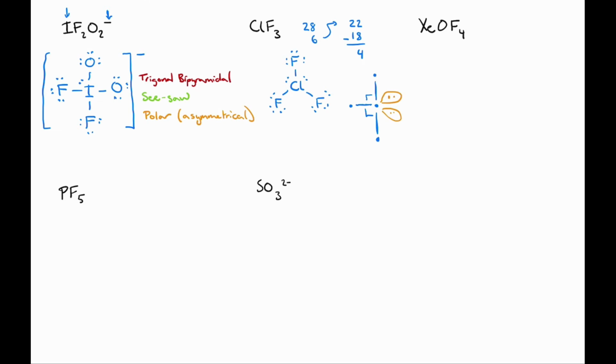So to finish up this structure, I'm just going to include those in our list here. We have an electronic geometry that is trigonal bipyramidal, just like before, but because we have 2 lone pairs on the central atom, we're going to end up with a T-shaped molecular shape. And because that shape is asymmetrical, once again, we have a polar molecule here. It's just as simple as that.